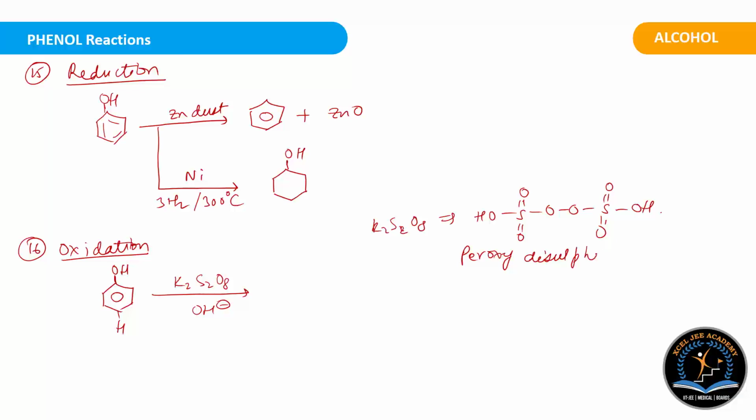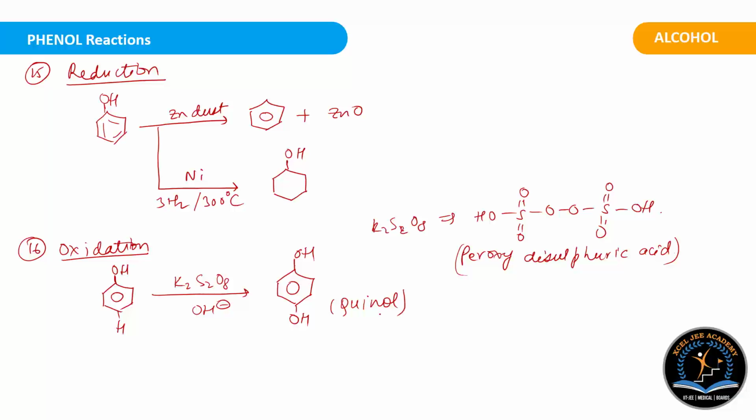peroxydisulfuric acid, and it is an oxidizing agent. It is a source of oxygen. There is double bond, there is peroxy bond, and therefore it is going to oxidize this phenol into quinol. So this is OH and this is OH, which is referred as a compound known as quinol.